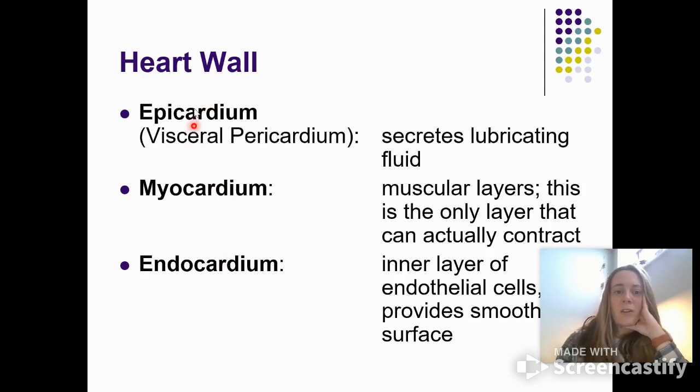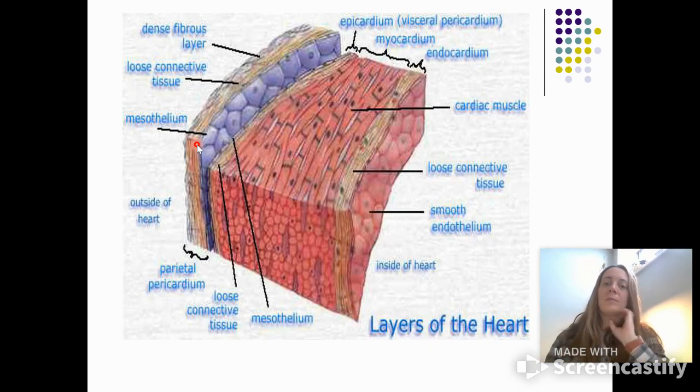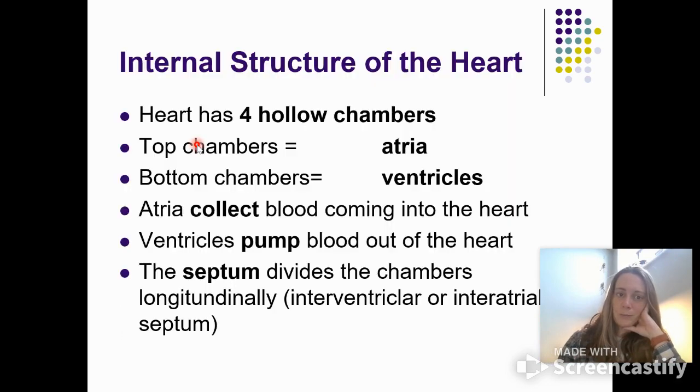And these are the layers of the heart wall proper, endocardium being the innermost layer, myocardium being the cardiac muscle tissue, the dominant tissue type, and then the epicardium, aka visceral pericardium, is the outermost layer secreting lubricating fluid. And that's just another picture of the walls of the heart and its different layers.